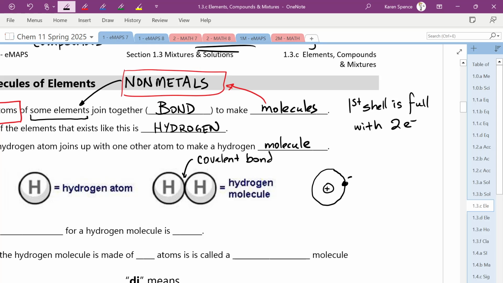Do shells like to be partially full, or do they like to be completely full? They like to be completely full. So if I've got a hydrogen and I have another little hydrogen here, and little hydrogen is like, oh, I wish I had a full shell, but I don't. I'm so sad. What can I do? How can hydrogen become happy? Bonding. It can bond.